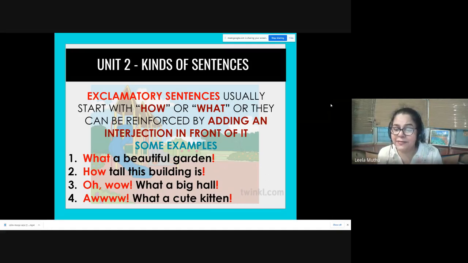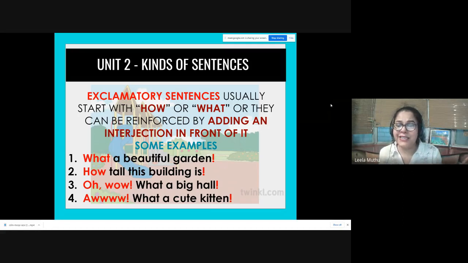Not a question. How tall this building is. It's huge. It's tall. How tall it is. You're not asking, how tall is this building? You're not asking a question, you're expressing an emotion by looking at the building. You're so amazed by it. How tall the building is, but you're not asking somebody else how tall it is. So, how tall the building is, you have to put an exclamation mark at the end of the sentence.